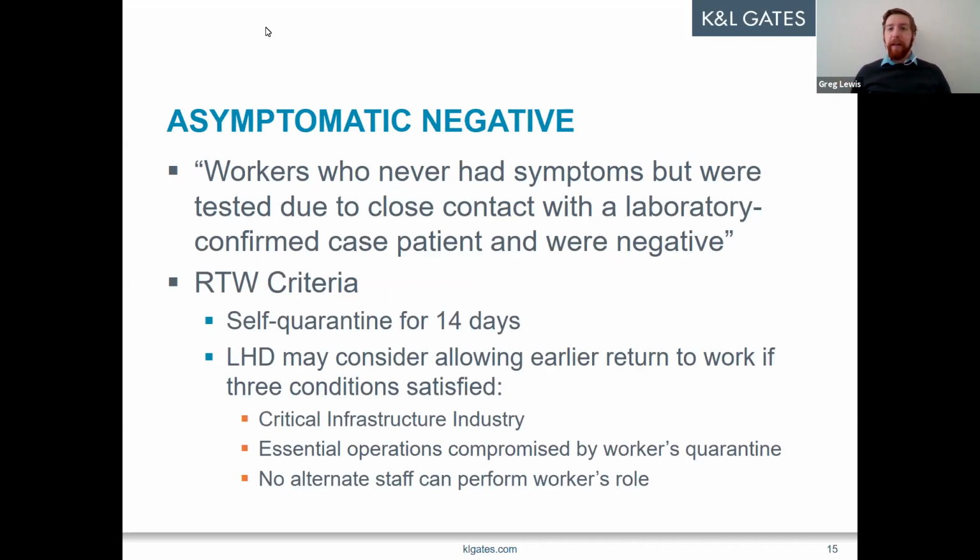Asymptomatic negative individuals. And this is going to seem a little bit different. Workers who never had symptoms but were tested due to close contact with a laboratory confirmed case patient and were negative. So individuals who were close to a confirmed patient for 15 minutes or more, or have been sneezed on, coughed on, somehow come in contact with bodily fluids of an infected person. For these individuals, they are to self-quarantine for 14 days.